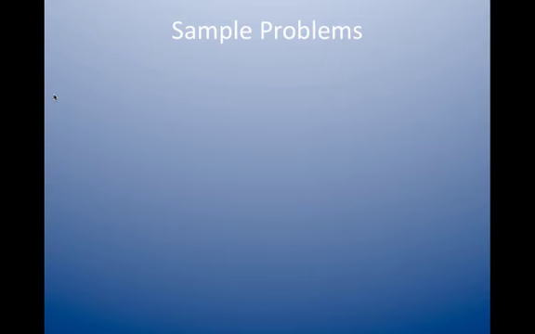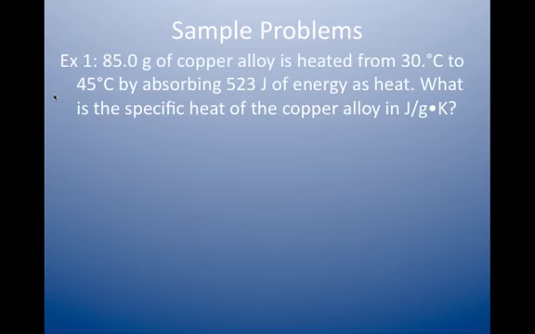So, sample problem here. There's a bunch of information there, and what you've got to do is sort through it. 85 grams of a copper alloy, and an alloy is just a mixture of different types of metal, so there's probably copper with maybe some zinc thrown in there, some nickel, some other type of metal.